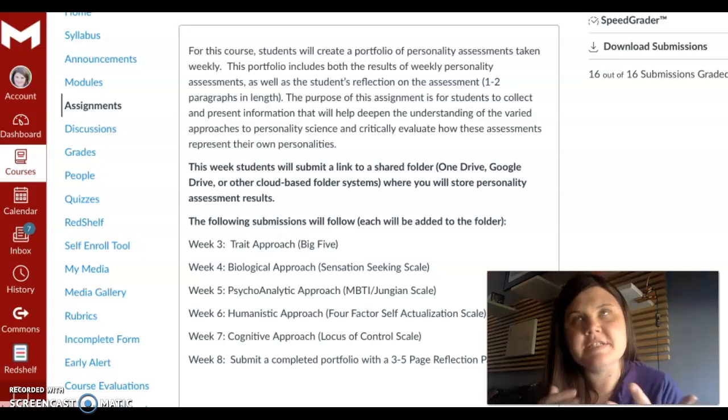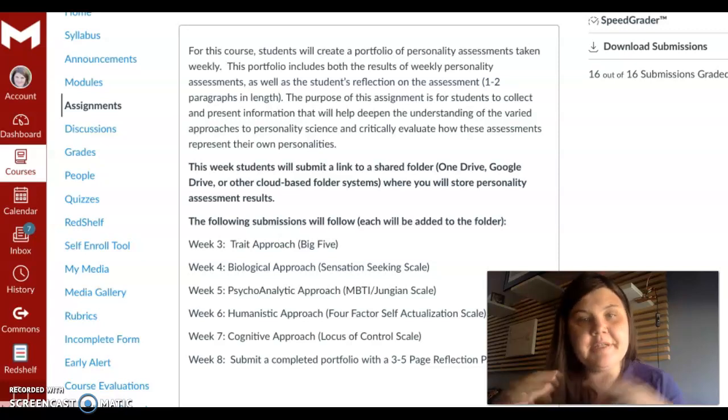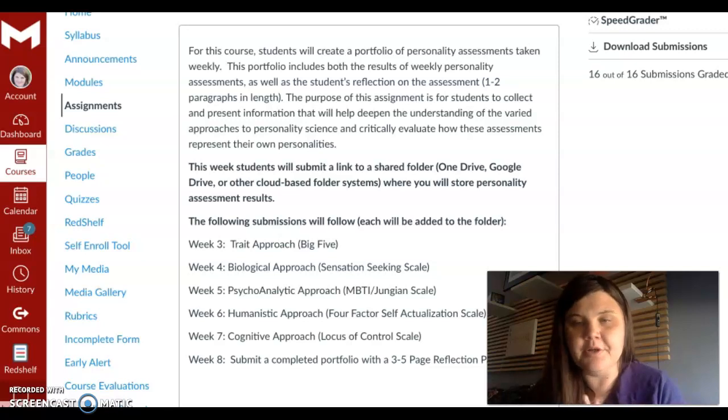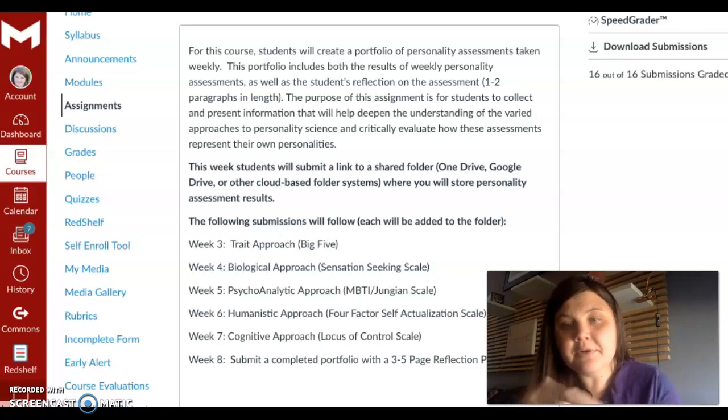I have had an increased number of questions this week about the portfolio assignment and particularly the biological approach, and I just feel like maybe we need a better overview of the assignment. So the portfolio assignment is going to allow you to take assessments from different theorists represented in our different perspectives.